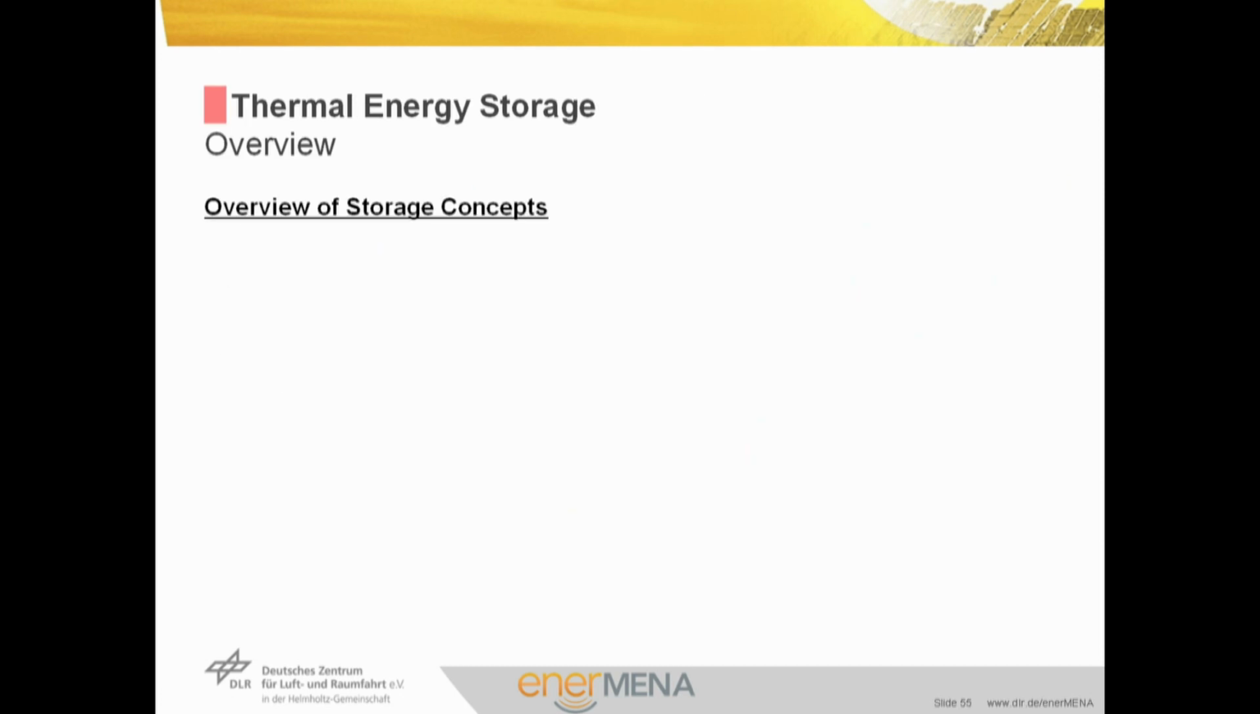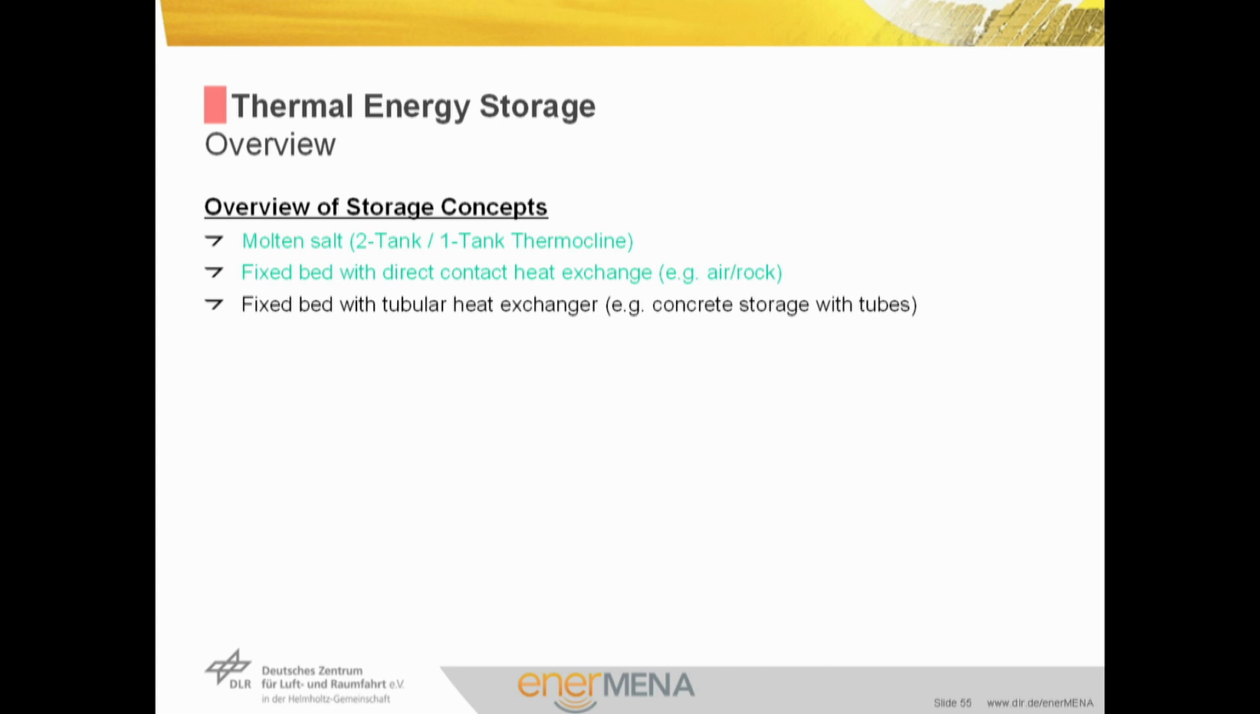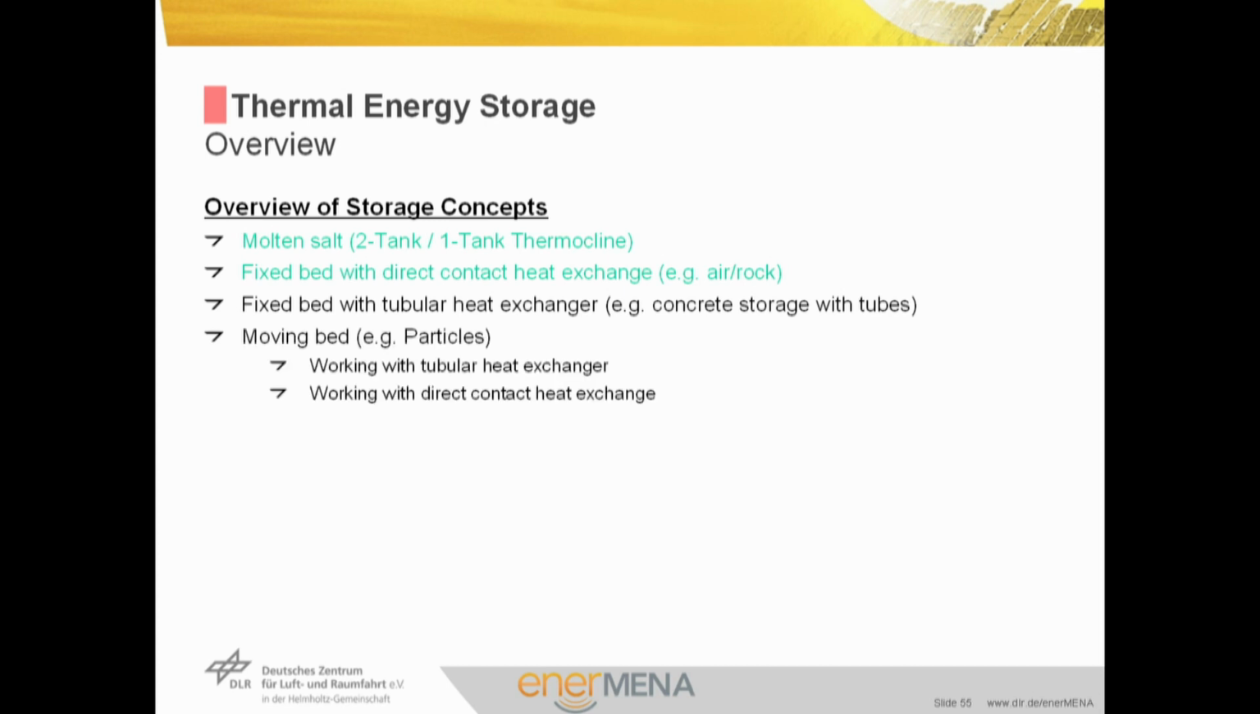Also in the tower technology, we can use thermal storage quite well. For example, we can use a molten salt storage, either 2-tank storages or 1-tank thermoclines. We could use fixed beds with direct contact heat exchange, for example, air rock or air ceramic pebbles. We can use fixed bed with tubular heat exchanger, for example, a concrete storage with tubes. We can use the presented moving beds, for example, particles, which work with tubular heat exchanger or work with direct contact heat exchange. And we can use phase change materials, for example, for steam processes.